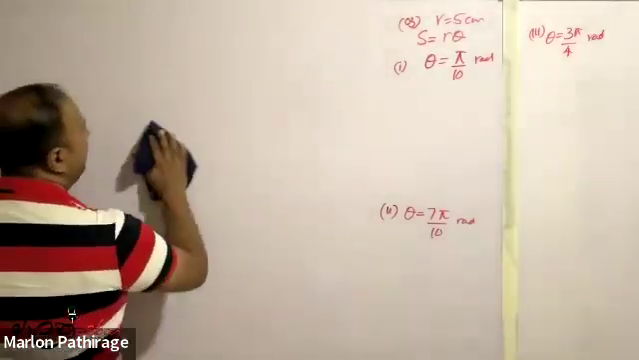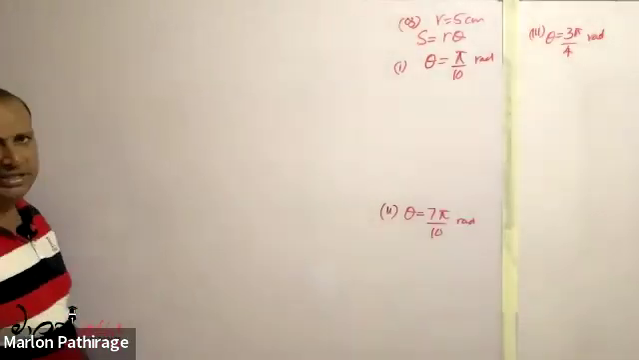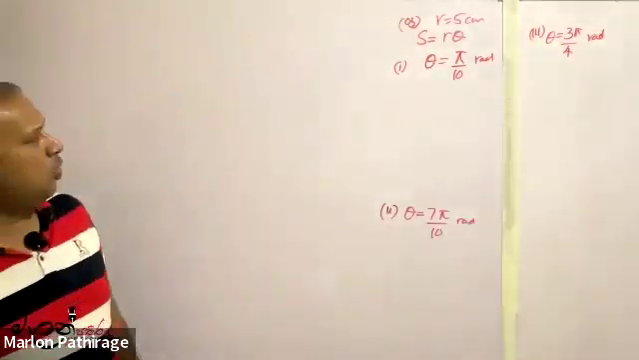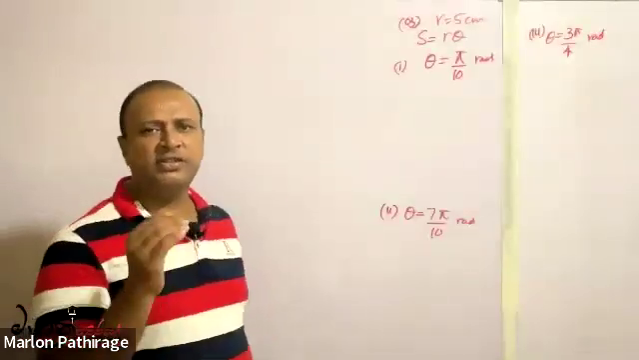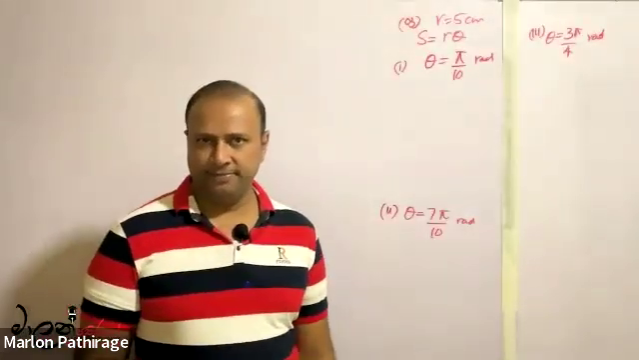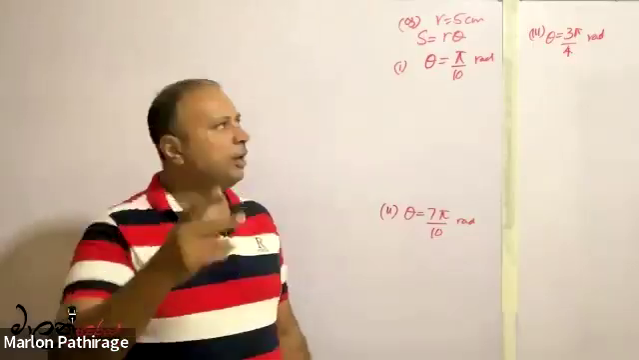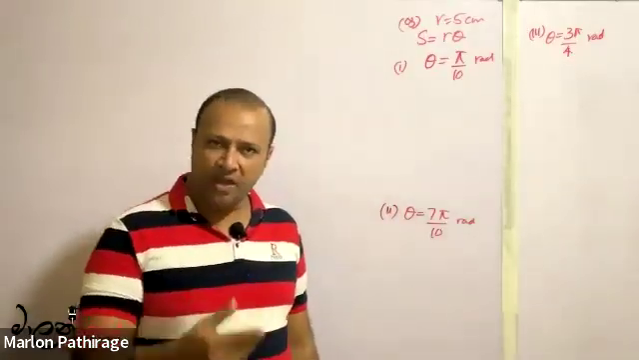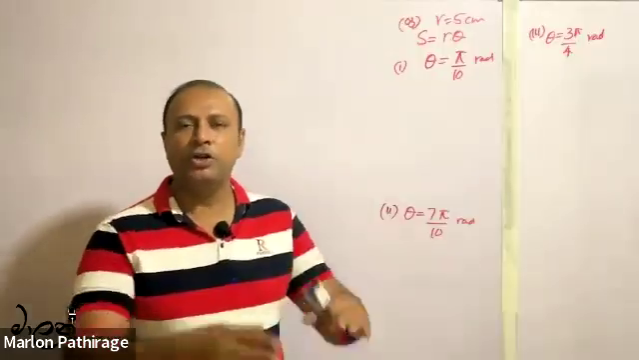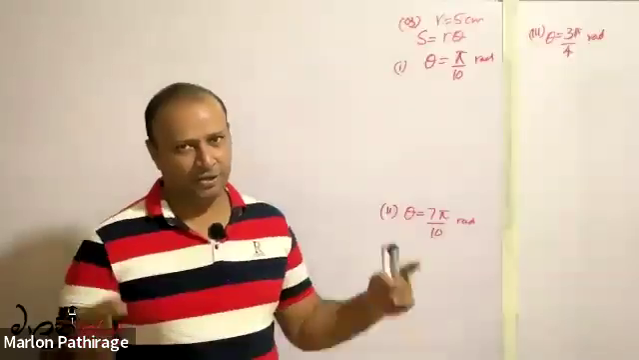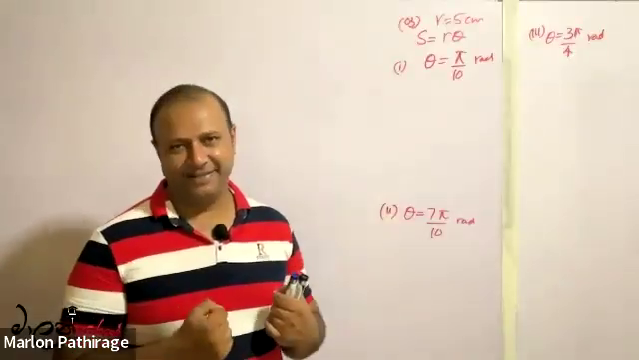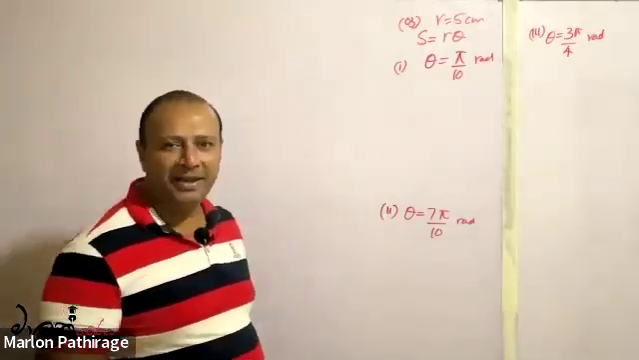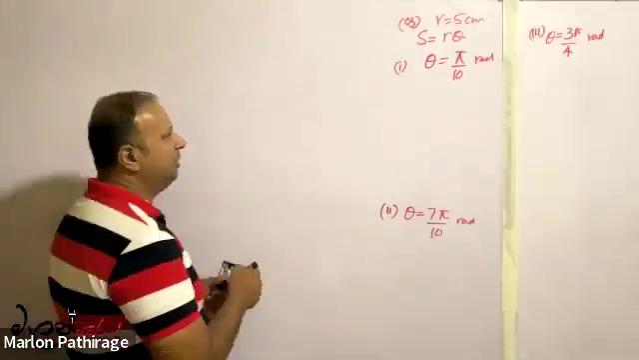Now the third question is the application of the S equal R theta equation. Here you are given the radius of the circle is 5 centimeter. After that you are given the subtended angle in radian. So you have to apply S equal R theta to determine the arc length. You just need to apply the S equal R theta equation.